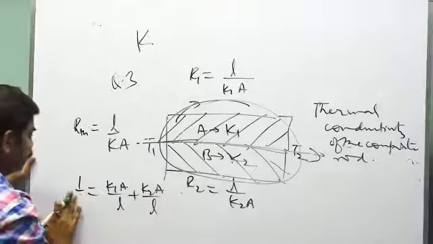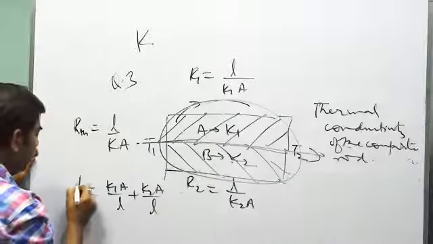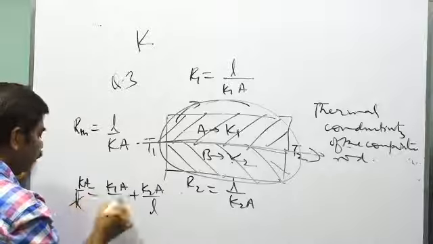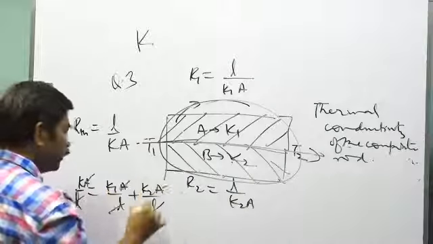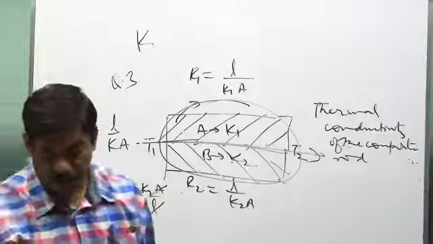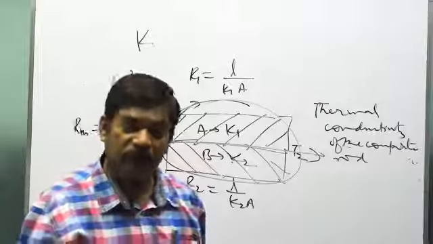In place of R, you keep L by K. So that becomes KA upon L. All the L get cancelled, A also gets cancelled, and K becomes equal to K1 plus K2. So that was a simple question.